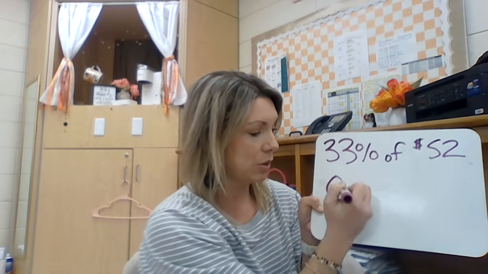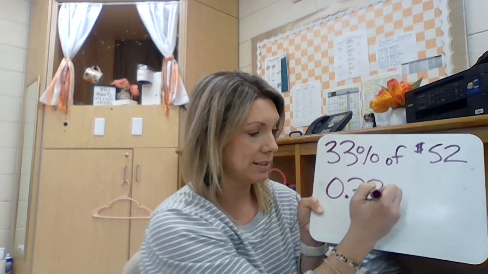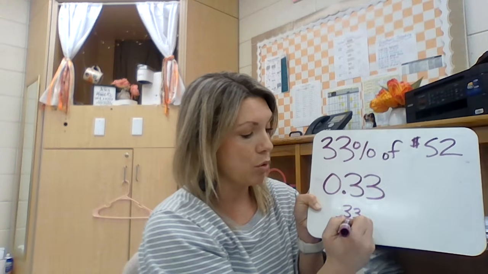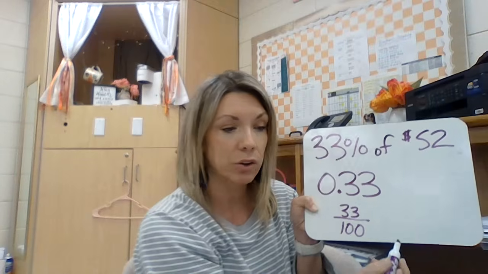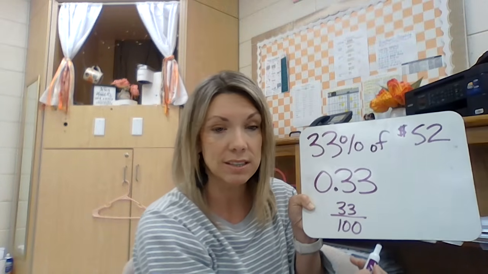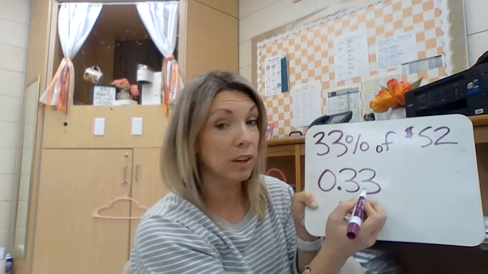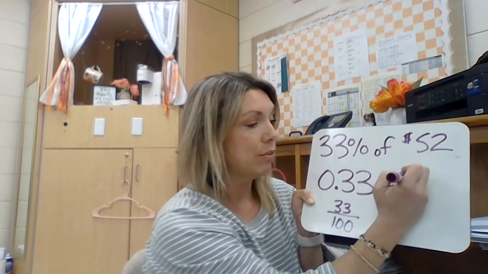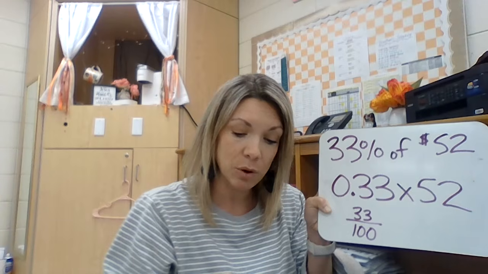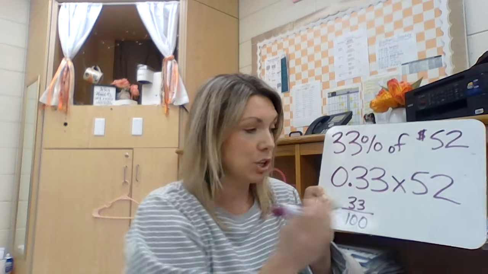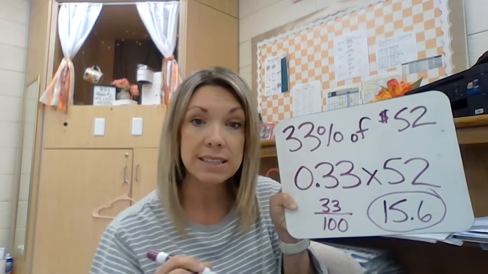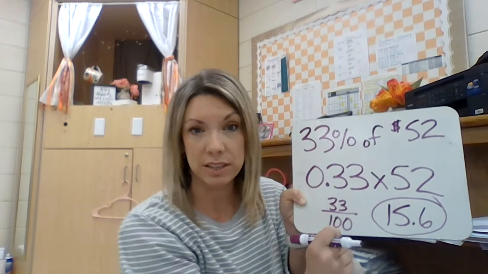Well, you write 33% as a decimal like this, 33%. That's the same as 33 over 100 because percent literally means per 100 or the number out of 100. That's a percentage. So you would do 0.33 times 52 in your calculator. 52 times 0.33, and that gives you 15.6. That means that 15.6 is 33% of $52.